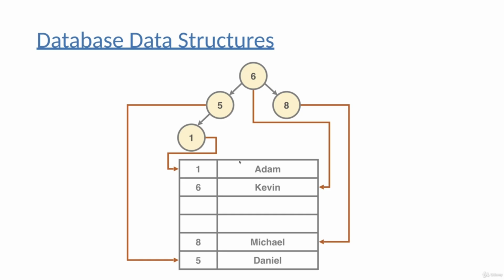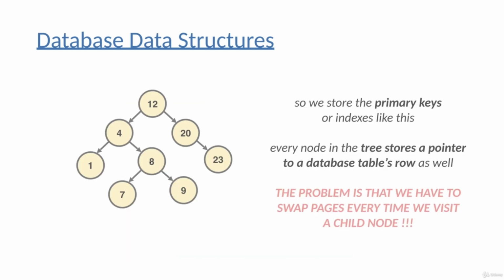And then if we are looking for a given row in the database table, what do we have to do? We have to search for the primary key in the tree-like data structure, and if we find the primary key we are looking for, then we just have to follow the pointer in order to find the database table row. Okay, so for example, we are looking for a database table row where the primary key is equal to 9. What do we have to do?